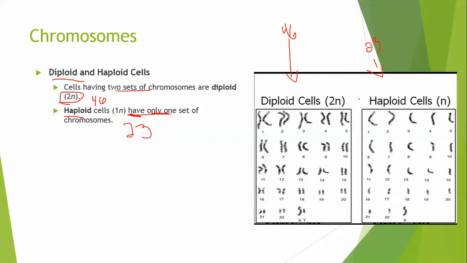And typically, haploid cells are sex cells. They're being divided into half for sex cells because you will have only 23 in the sperm and 23 in the egg to make 46. Okay?